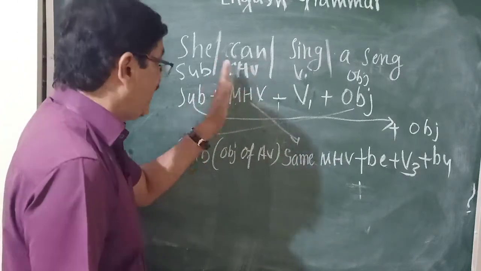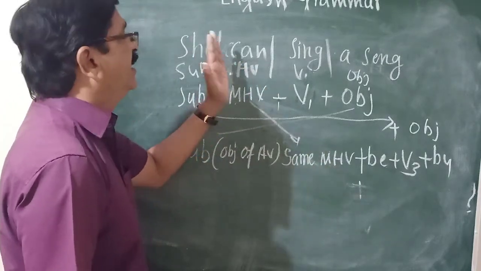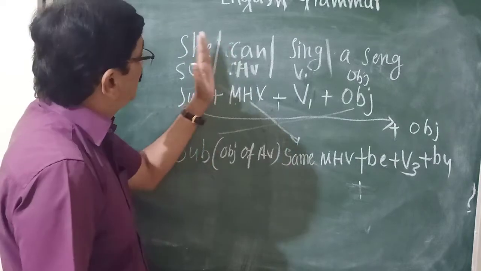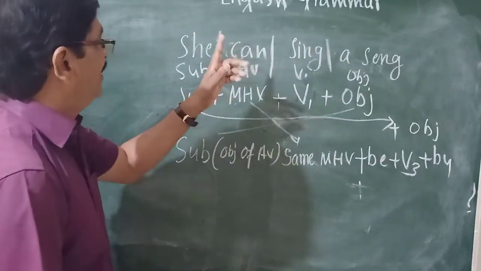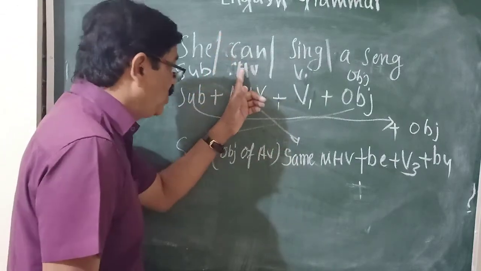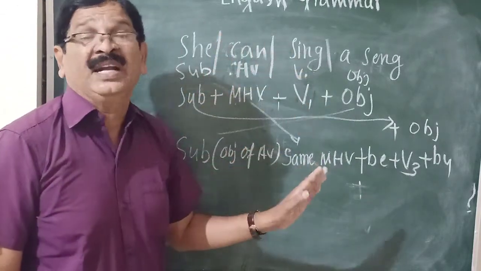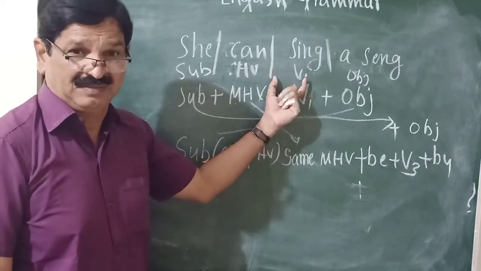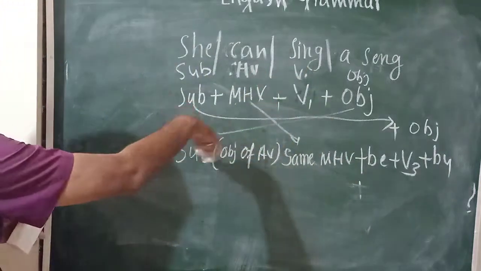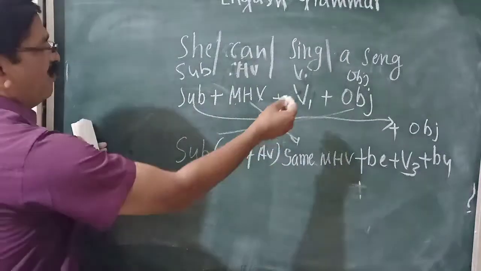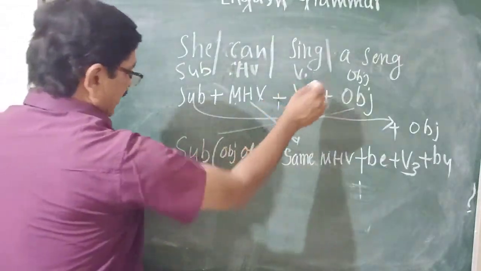Whenever tense is changed into past tense, it becomes could. She could sing a song. Some students may make a mistake. They change the tense here also and here also. No, it is a rule. You remember this. Right? It is very, very important. Then let us substitute this. Here, the object becomes the subject, a song.